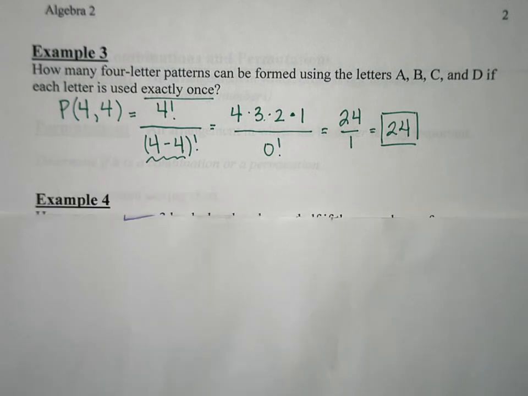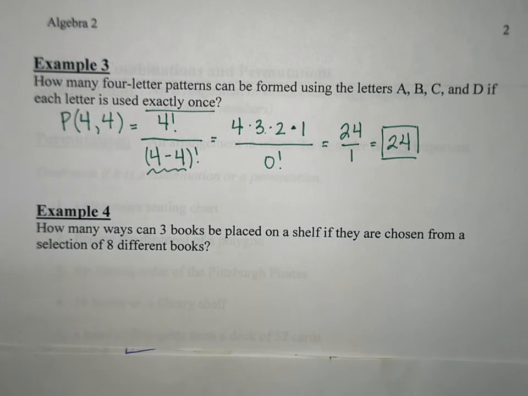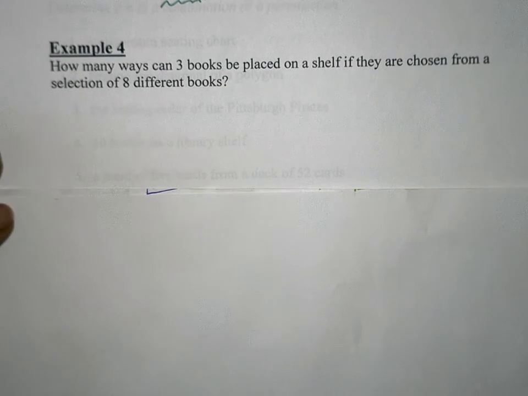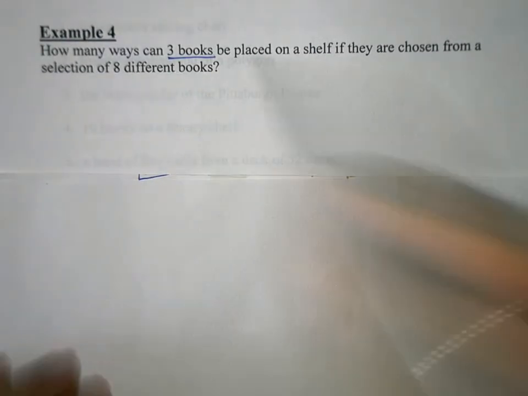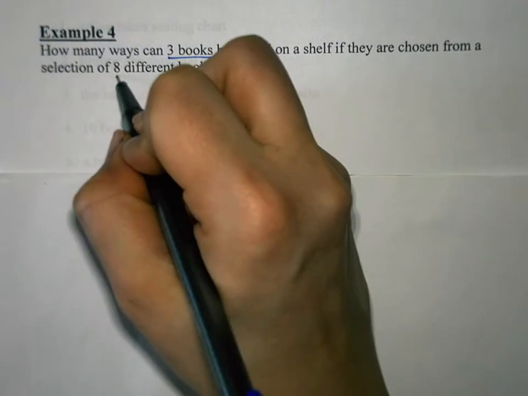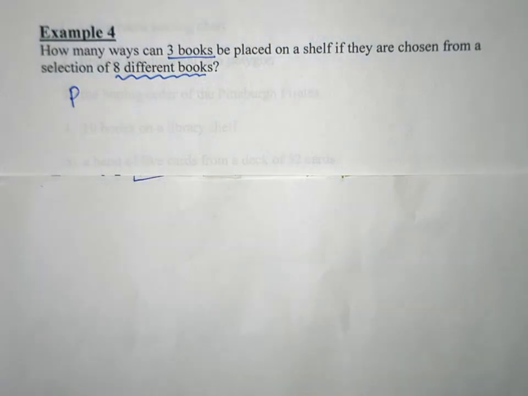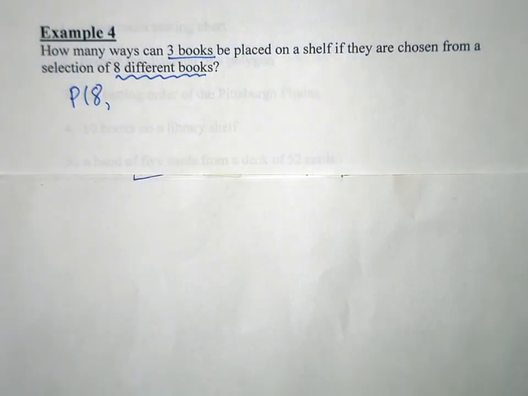So let's look at one where we're not putting the same amount as that we have in each permutation. So I now want to know how many ways 3 books can be placed on a shelf if they are chosen from a selection of 8 different books. So none of the books, we can assume none of the books are the same. So I have 8 to choose from, so my n is 8, but I'm only putting 3 at a time. So that means I'm going to be picking 3 at a time.